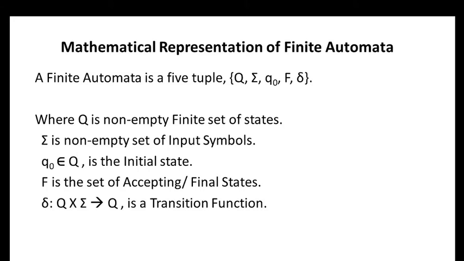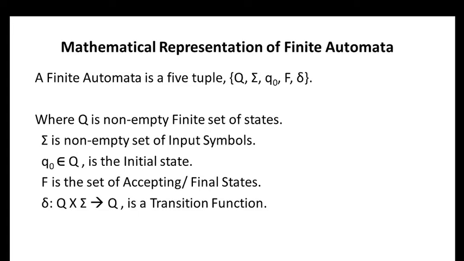This symbol is the alphabet symbol. The alphabet is a non-empty set of input symbols. How many input symbols we are using in the machine will be represented by this alphabet. Next, Q naught, which belongs to this set of states. Q naught is the initial state, also called the start state.